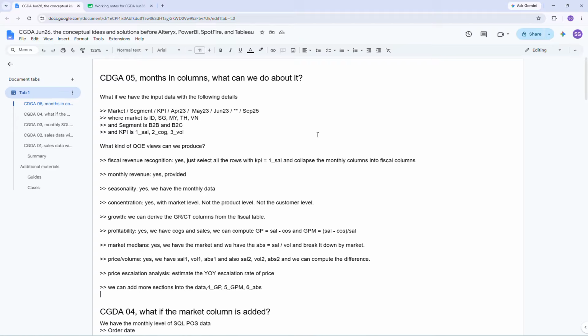So again, just remember this exercise is different from the others, because we have to look into the values inside the column to determine if we can produce the QOE views or not.